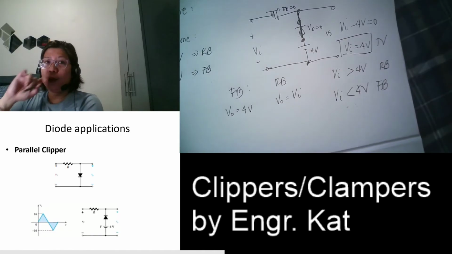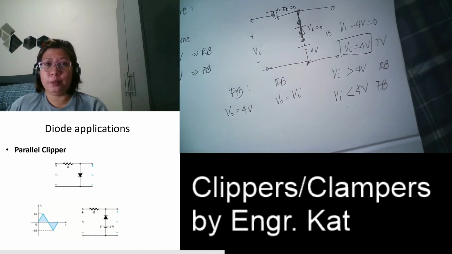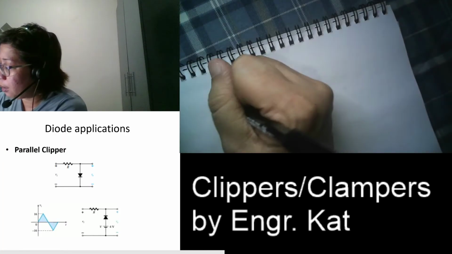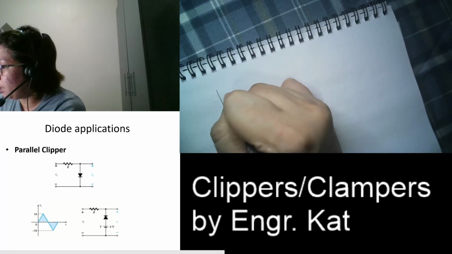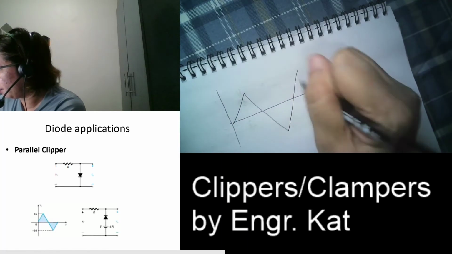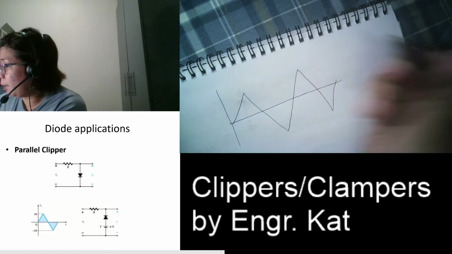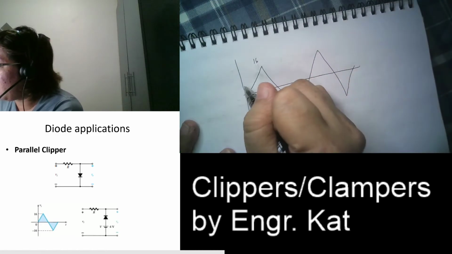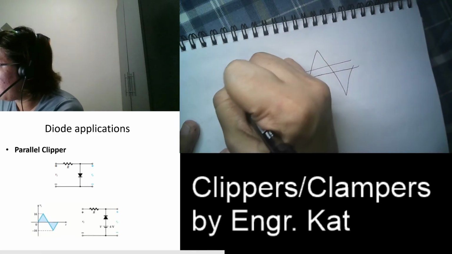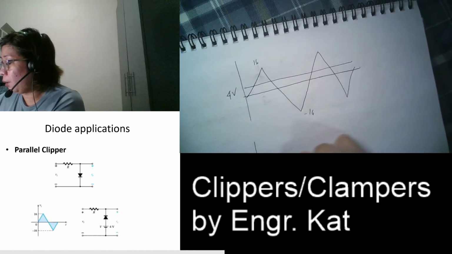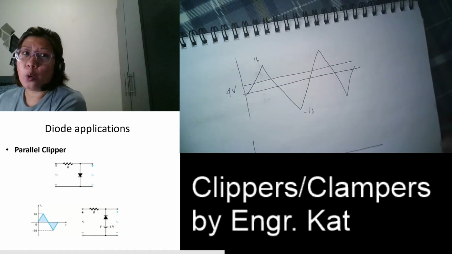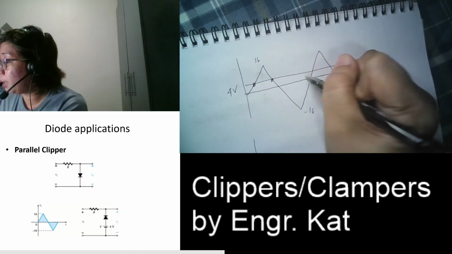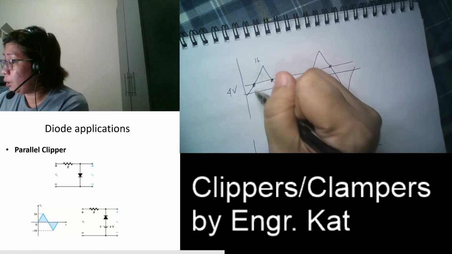We can draw your output. Okay, so how do you draw your output? Again, it is said that you draw your output below your input. So this is our input. This is 16 and this is negative 16. And then we have your DC, which is 4. So this is your DC. Okay, so where are your transition voltages? When your VI is equal to 4 volts. So this one, this one, this one, and this one. So let us project.